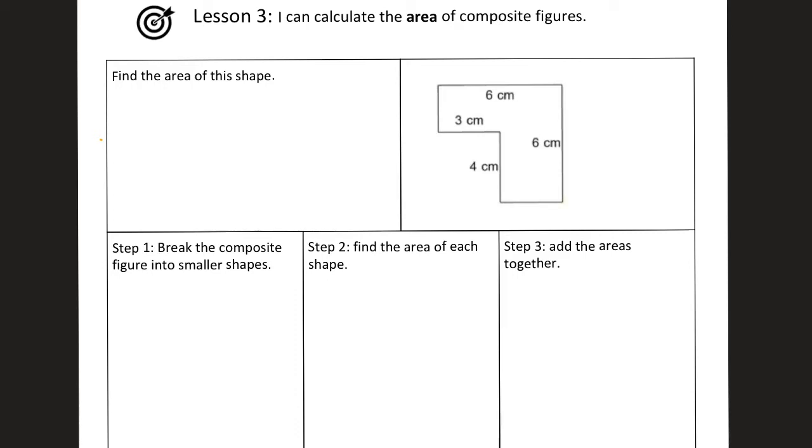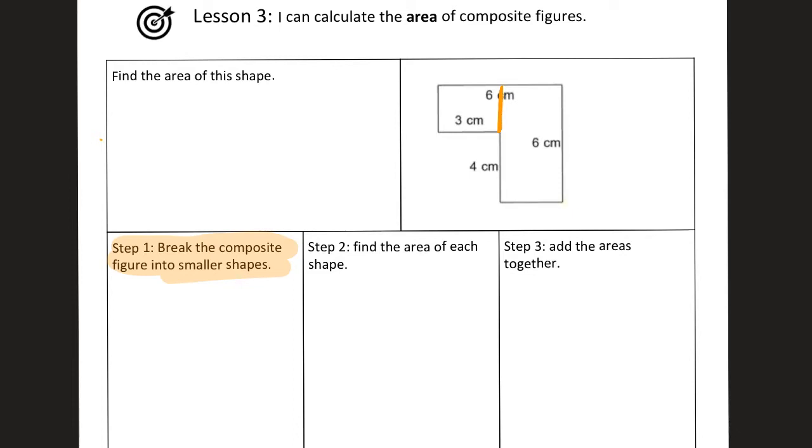Okay, in this lesson, we're going to talk about the area of composite figures. Okay, so we're going to find the area of this, kind of looks like an upside down L shape. So step 1, break the composite figure into smaller shapes. Okay, I'm going to draw a line here.